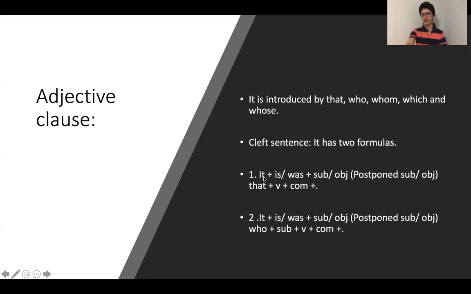You say it plus is or was plus subject or object plus that plus verb plus complement. Or you say it plus is or was plus subject or object plus who plus verb plus complement. So the difference between these two structures is that here we use that and here we use who. So you know that "that" is used for things and for people, but "who" is used only for people.